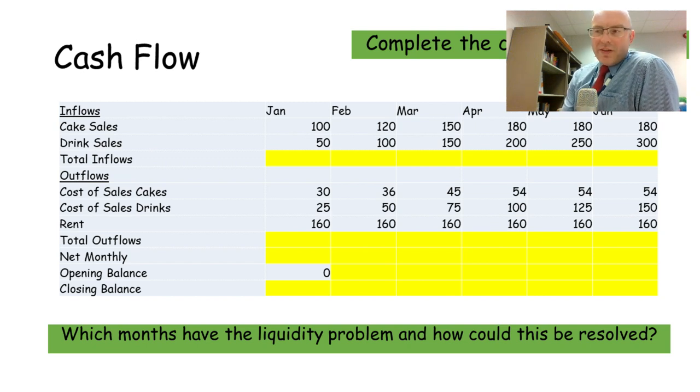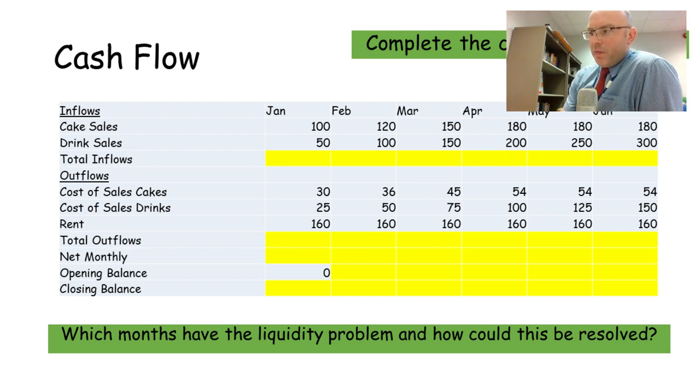And we do the same again. So we know that we had a minus 26 net monthly. So minus 65 plus a minus 26 gives us minus 91. We are still overdrawn. And remember, that minus 91 closing balance becomes the opening balance for March. So minus 91. And our closing balance then is going to be a minus 71 because we had a positive of 20. So minus 91 plus £20 leaves us overdrawn by minus 71.